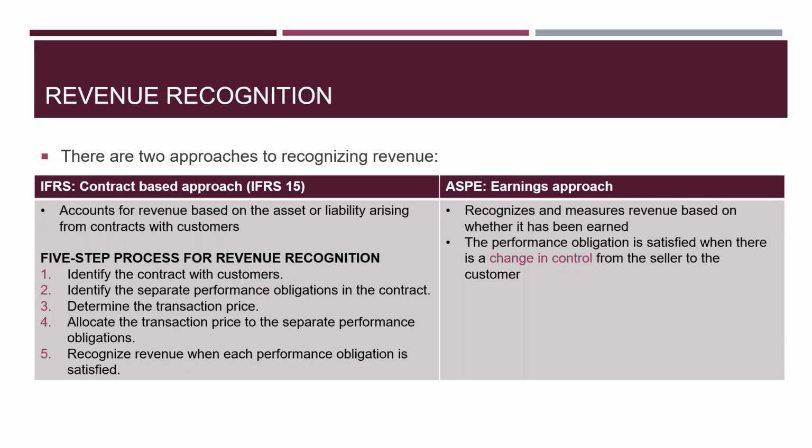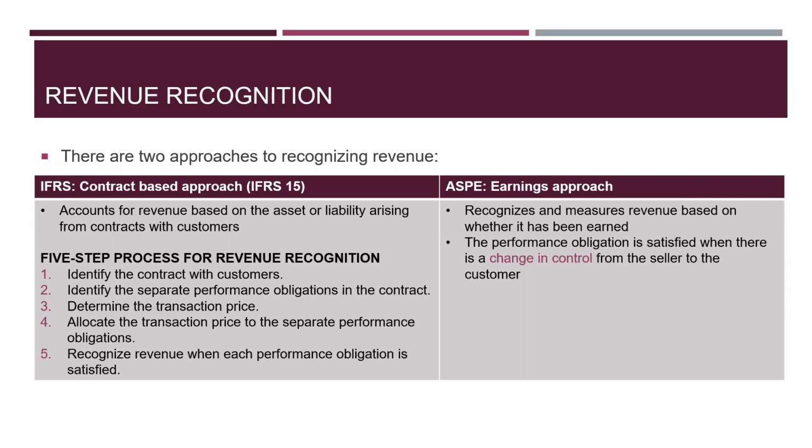But under the IFRS 15 approach, this is way more detailed. Every contract goes through this 5-step process. The first step is to identify whether there is a contract that exists with the customer. The second step is to identify how many performance obligations are in that particular contract. Thirdly, we determine the transaction price. The fourth step is to marry steps 2 and 3.